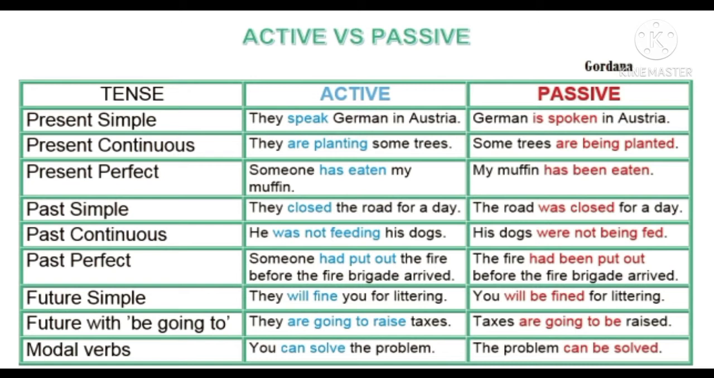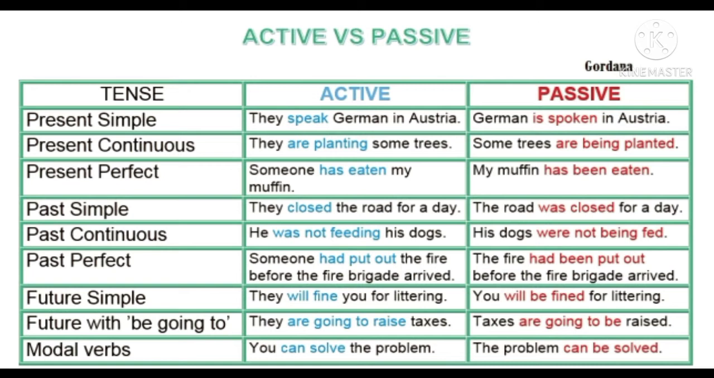Past tense, again it is very easy to remember. Simple past tense will change into past participle form with was or were. Then past continuous tense, he was not feeding his dogs, the dogs were not being fed by him. So continuous tenses will have being and perfect tenses will have been. So that is what we have to remember.